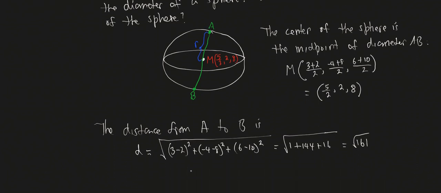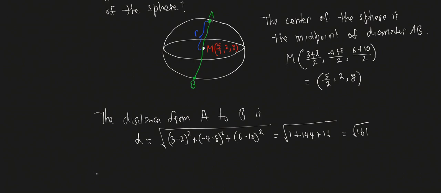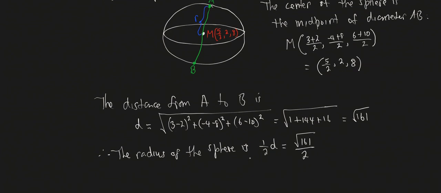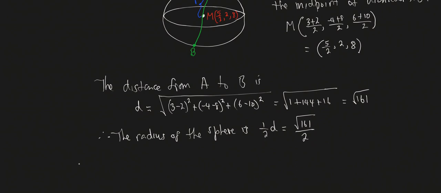And therefore, the radius of the sphere is half the diameter, or half this distance. So it's 1/2 of d, which is equal to, and I'll just write it as square root of 161 over 2. So now that we have the midpoint and we have a radius, then we can write down the standard equation of the sphere. So I'll remind you of what that is.